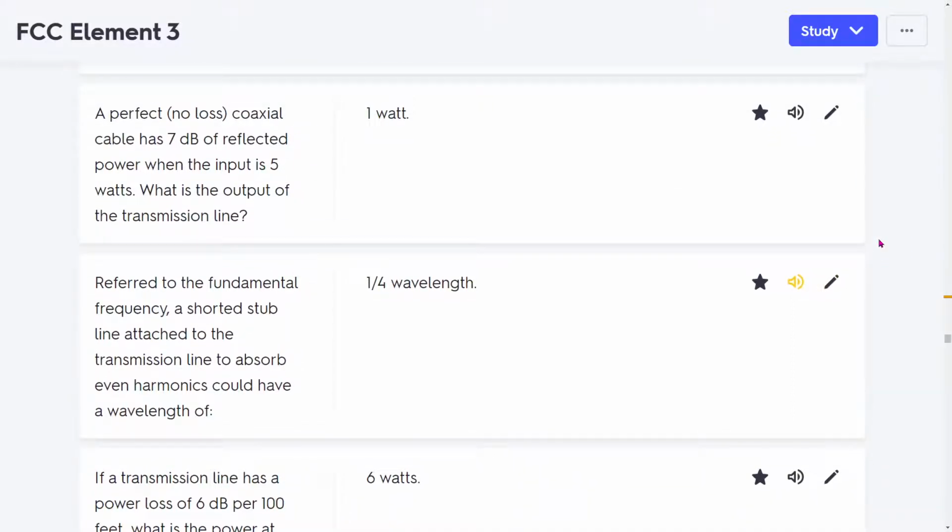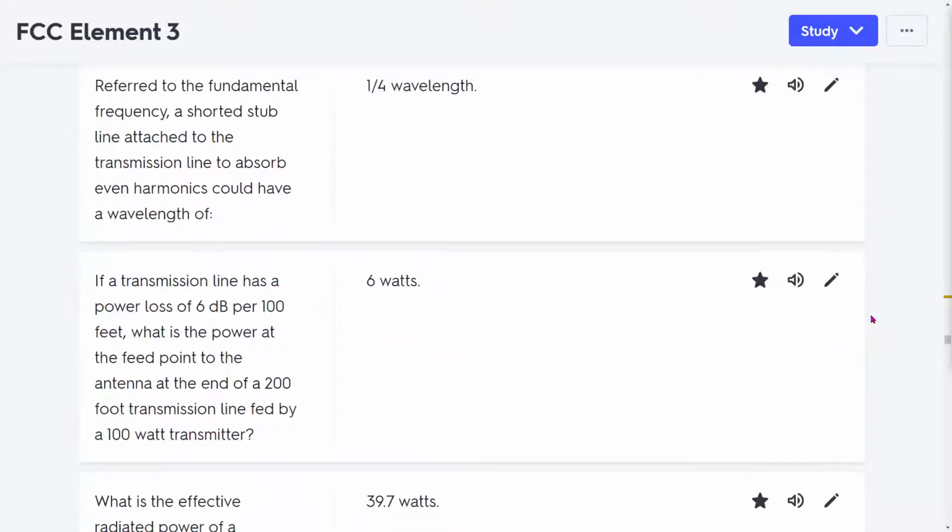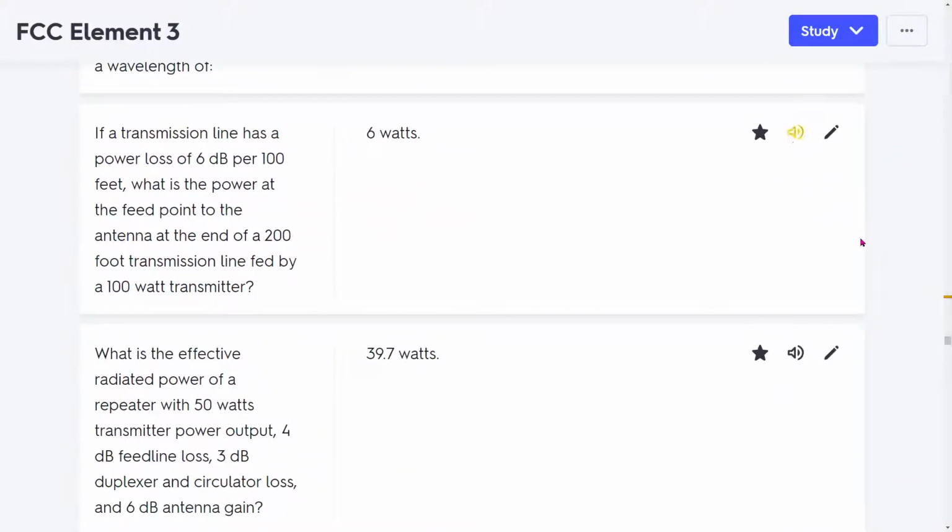Refer to the fundamental frequency. A shorted stub line attached to the transmission line to absorb even harmonics could have a wavelength of 1/4 wavelength. If a transmission line has a power loss of 6 decibels per 100 feet, what is the power at the feed point to the antenna at the end of a 200-foot transmission line fed by a 100-watt transmitter? 6.